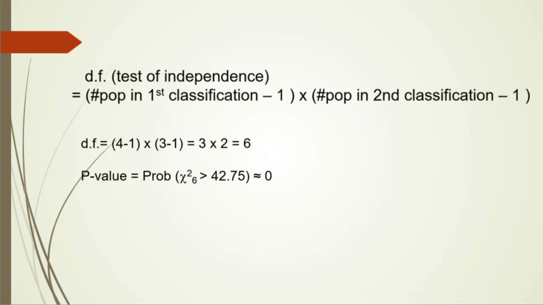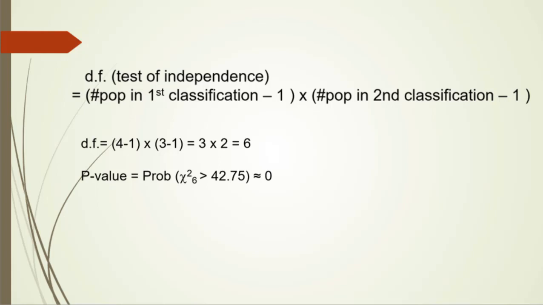The degrees of freedom for test of independence is slightly different from the degrees of freedom we have discussed before, because we have two different sets of classifications this time. The degrees of freedom is equal to the number of populations in the first classification minus 1, times the number of populations in the second classification minus 1.